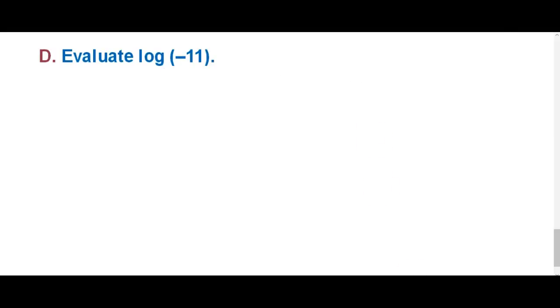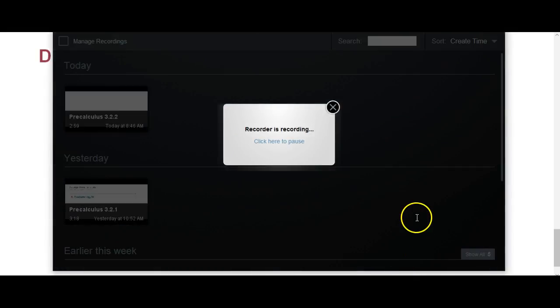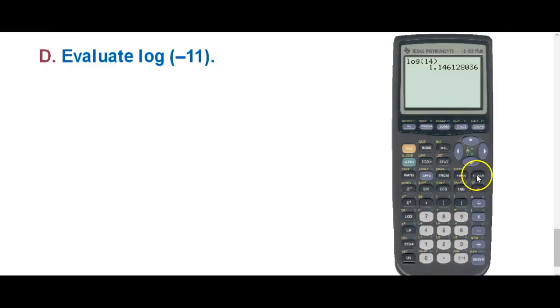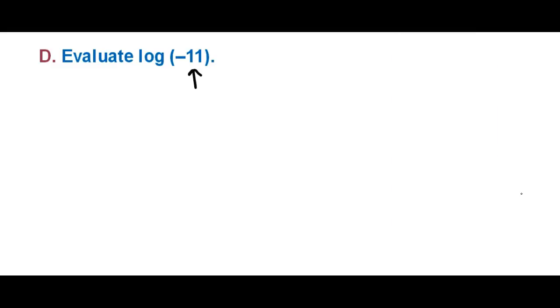Finally, let's just look at this last example where we have log of negative 11. And if I put that in my calculator, I get log of negative 11. Hit enter. Notice I get an error because this is an unreal answer. There is no power that I can take 10 to get a negative 11 value. So keep in mind that in order for this logarithm to work, this number here has to be greater than 0.